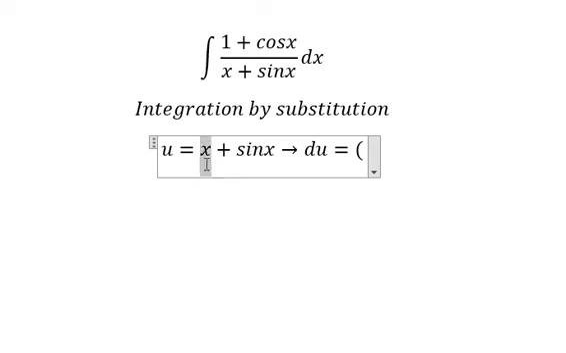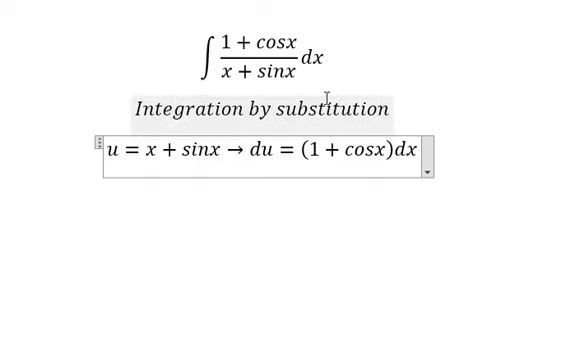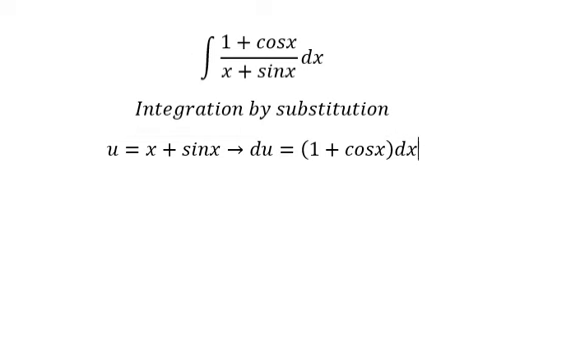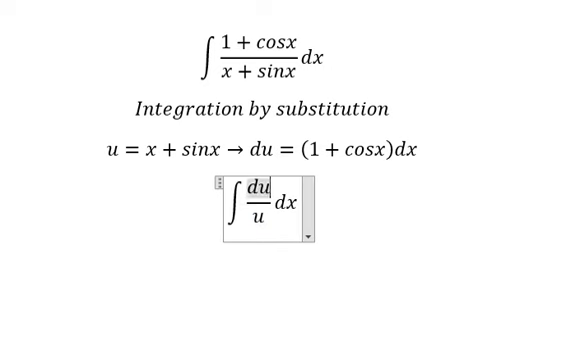This one we have 1. This one we have cosine x. Now we know that this one is du. 1 plus cosine x dx we change for du.